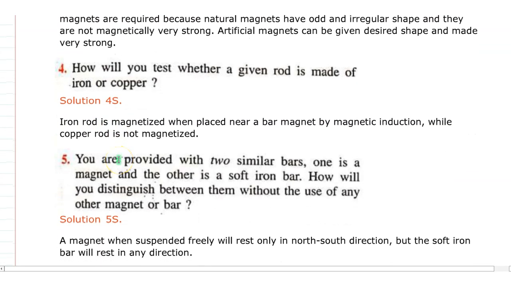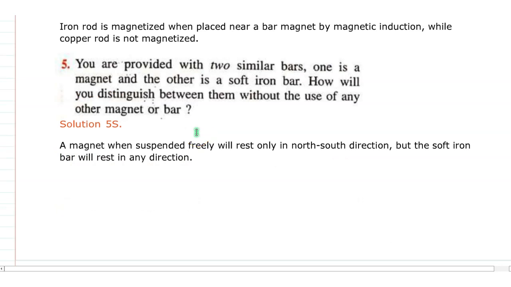How will you test whether a given rod is made of iron or copper? An iron rod is magnetized by magnetic induction when placed near a bar magnet, while a copper rod is not magnetized. So you can test that the iron rod is attracted by the magnet, but copper is not.